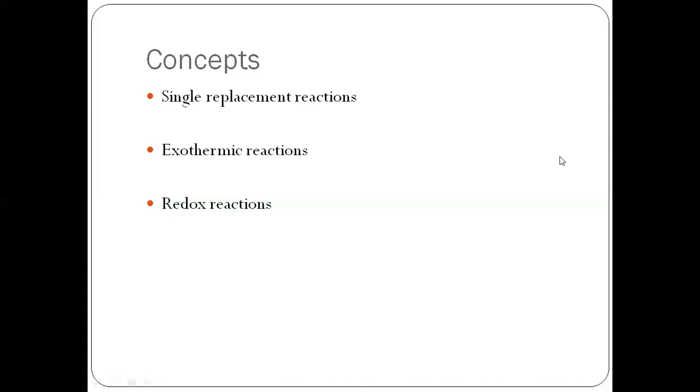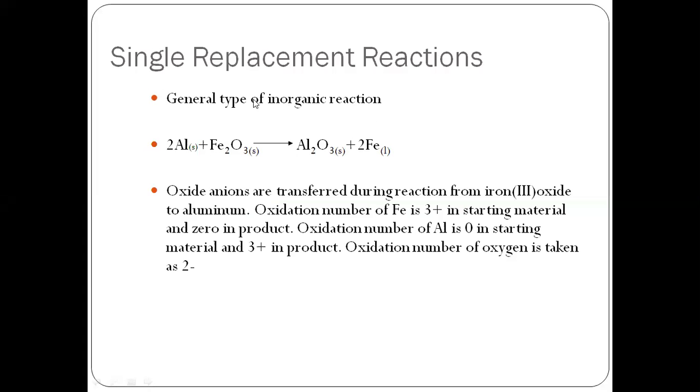So in the Thermit welding process, a single replacement reaction takes place. An exothermic reaction takes place, and a redox reaction takes place. Redox means reduction and oxidation reactions. You know these things, you have studied them in chemistry. The single replacement reaction that takes place is aluminium reacting with ferrous oxide, and it becomes aluminium oxide and gives out iron. Oxide anions are transferred during the reaction from iron 3 oxide to aluminium.